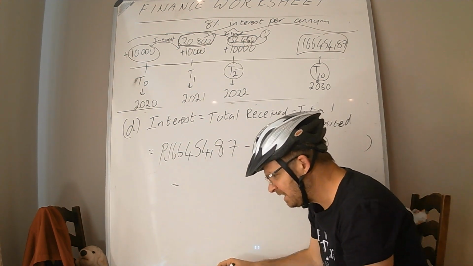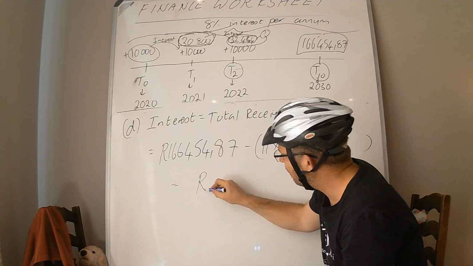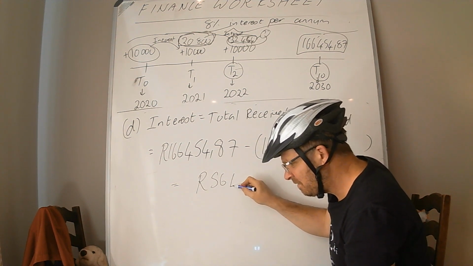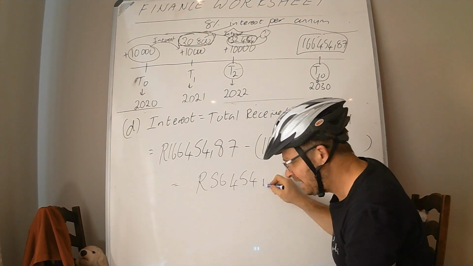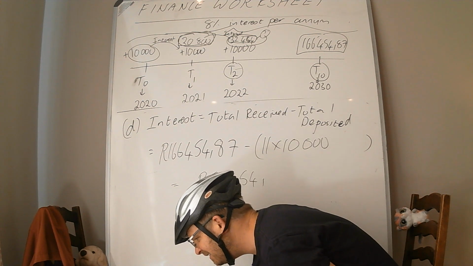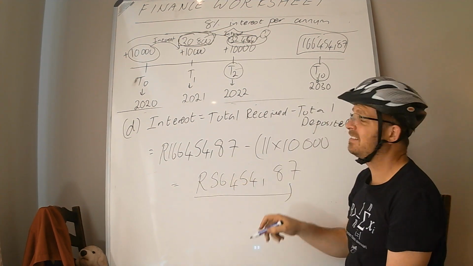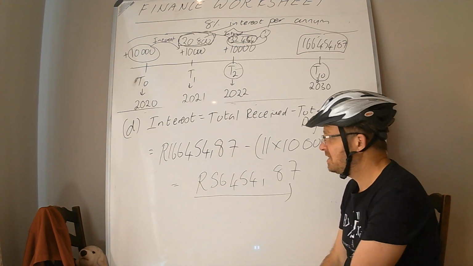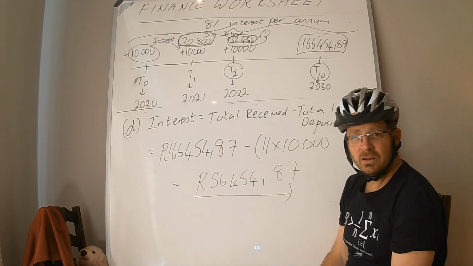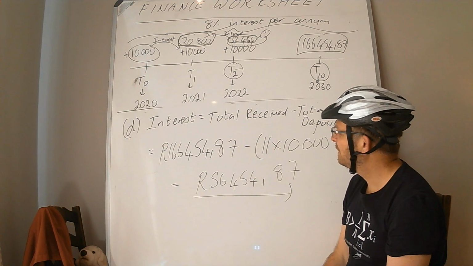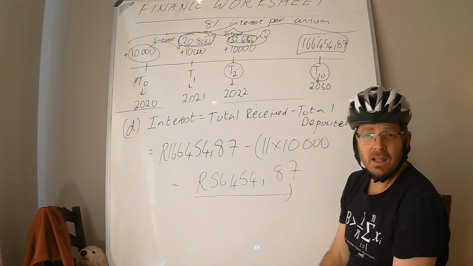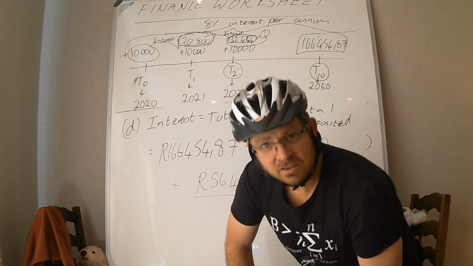Go shove that into your calculator and you should get an answer of 56,454 Rand and I think it's 87 cents. I may be wrong. I can't read my writing. So that is the interest that she received in that whole transaction period. And that, well done Pilar, is the end of question 1. These questions are long.